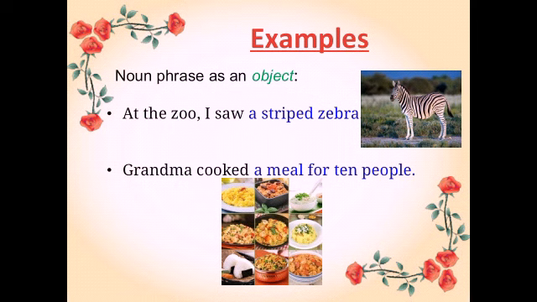Grandma cooked a meal for 10 people. What did Grandma cook? She cooked a meal for how many people? 10 people. So that is the object.